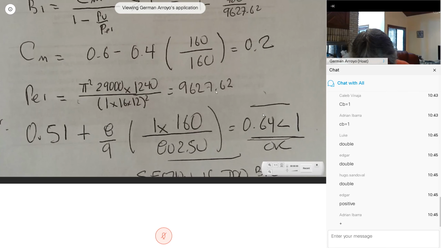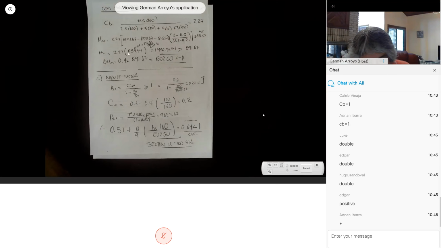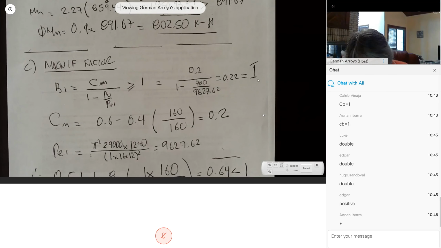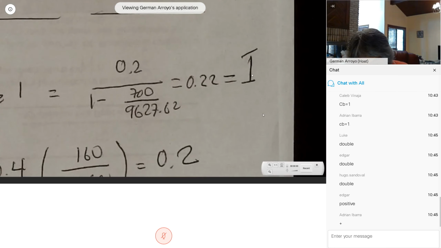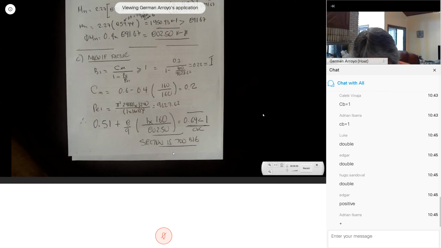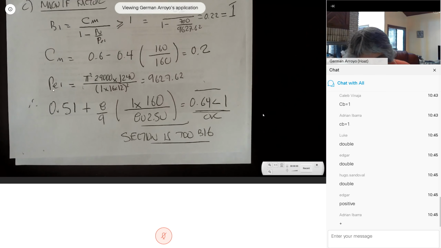So this is the Euler equation about the strong axis, 96, 27.7, and I put all of this into this equation. PCU over PE1X is 0.22. It's not a reduction factor, so I cannot use 0.22. I had to use one. So I come to my equation. I already had computed this, 8 or 9.